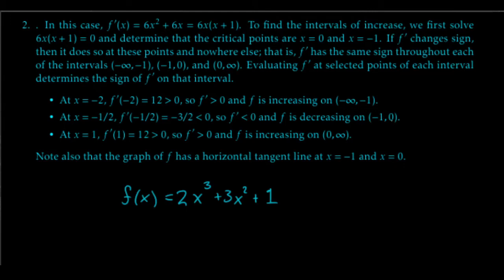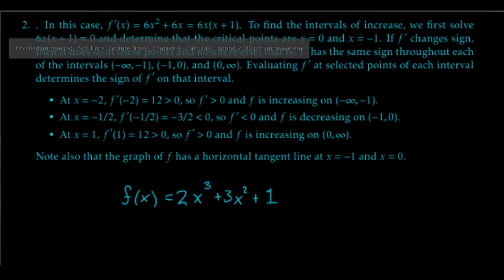Okay, last interval between 0 and infinity. Let's choose x equals 1. Why not? Okay, plugging 1 in. 6 times 1, it's positive. 1 plus 1, also positive. In fact, you get precisely 12. So that's bigger than 0. f prime is greater than 0. f prime is positive. And we may conclude that f is increasing on the interval from 0 to infinity.